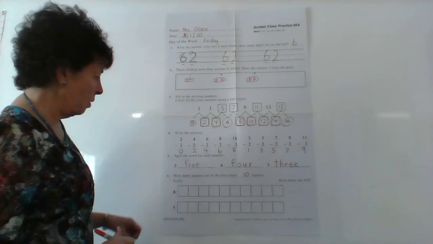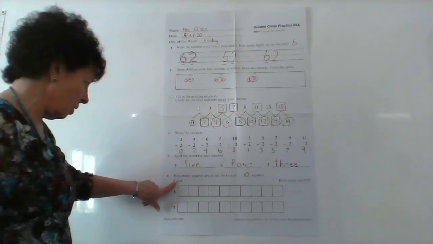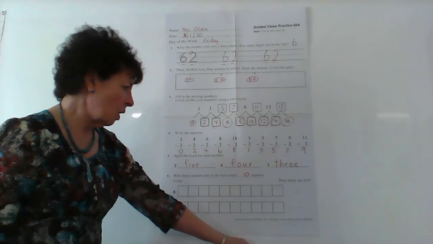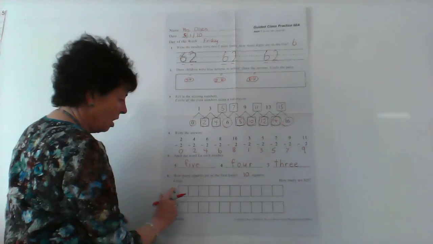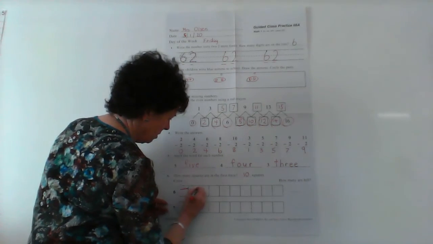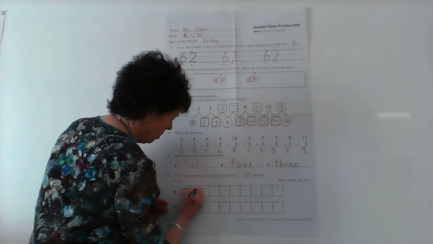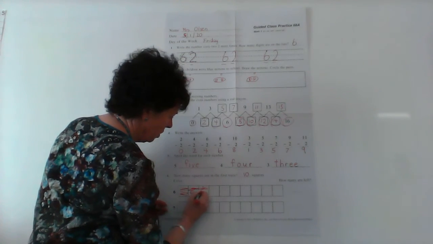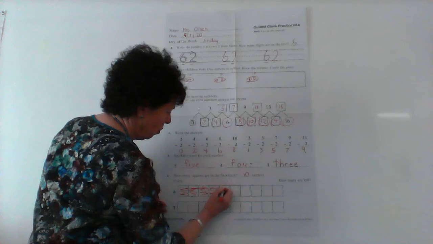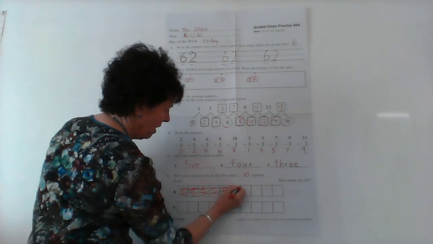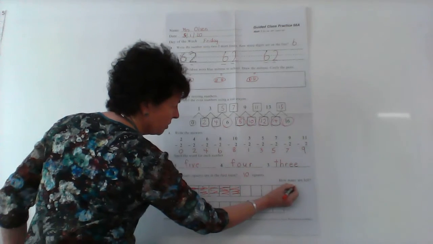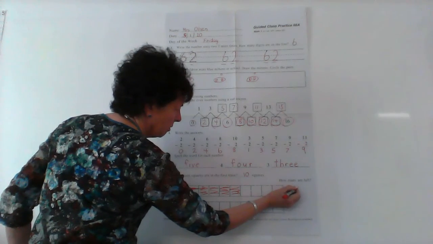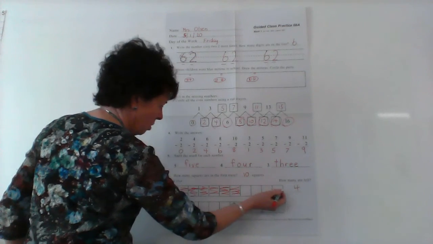Then when you're done with that, then you're going to color. So I'm going to use my brown. Well, I'll use my red. Let's color 6. 1, 2, 3, 4, 5, 6. I colored 6. How many are left? 4. 1, 2, 3, 4.